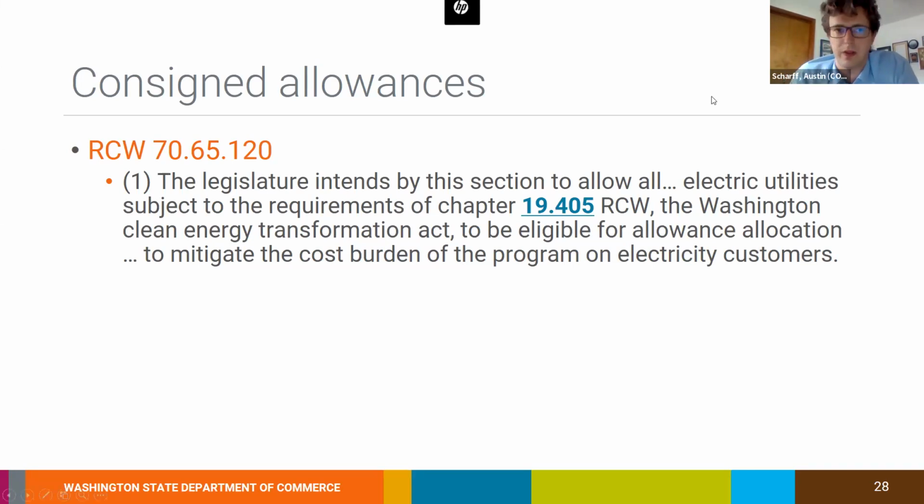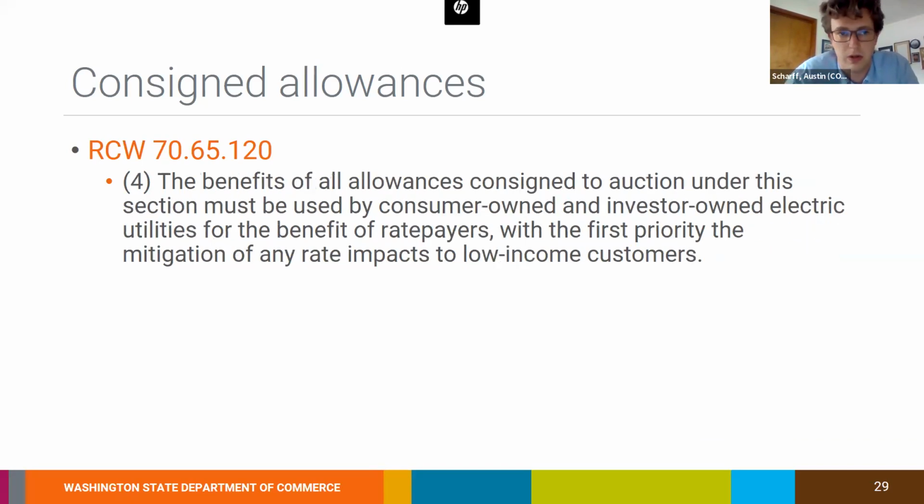For the consigned allowances for the electric utilities, the legislature gave these to the utilities to be consigned to auction, and the proceeds from that are used to mitigate the cost burden of programs on electricity customers. The legislature further stated that the benefits of all the allowances must be used for the benefit of ratepayers, with first priority on the mitigation of any rate impacts to low-income customers.